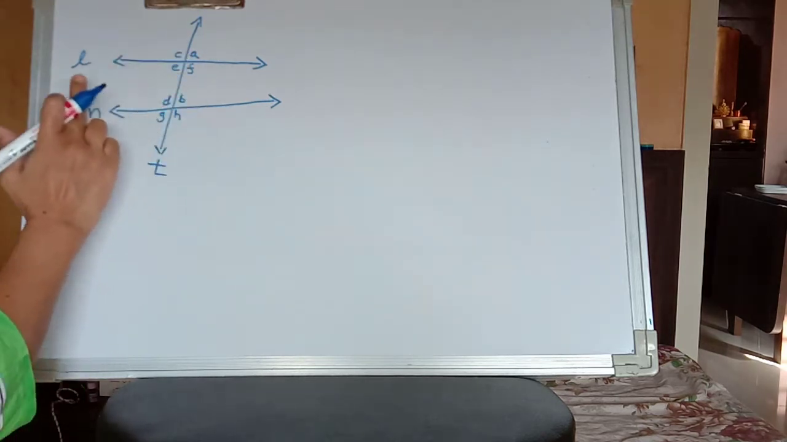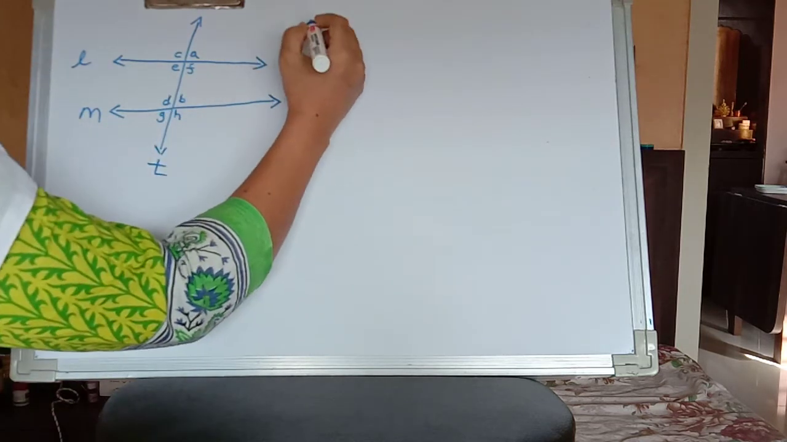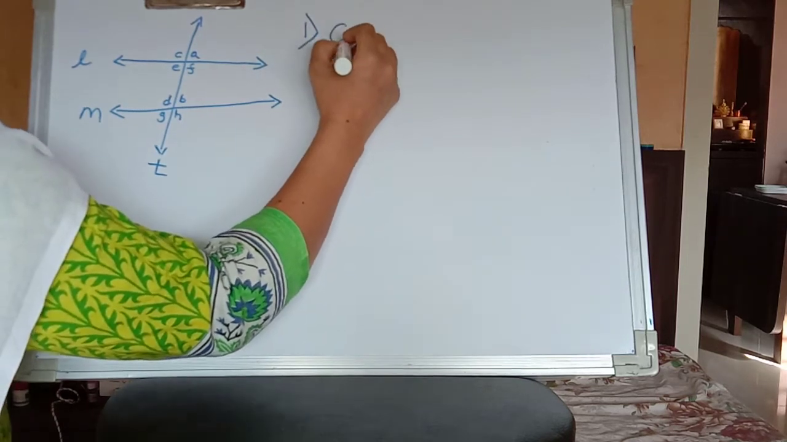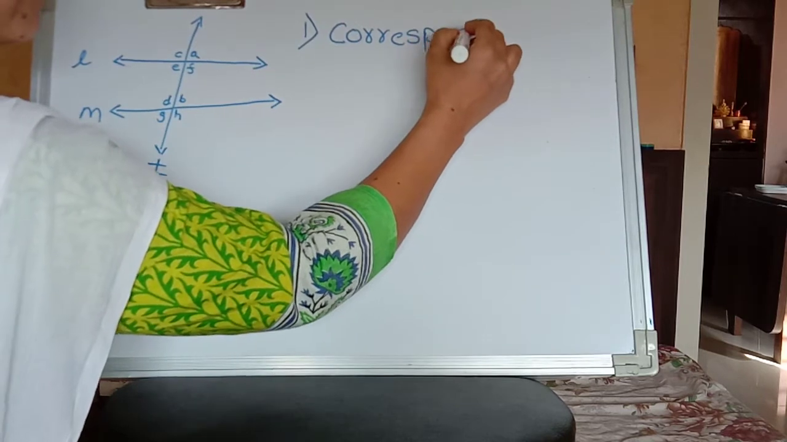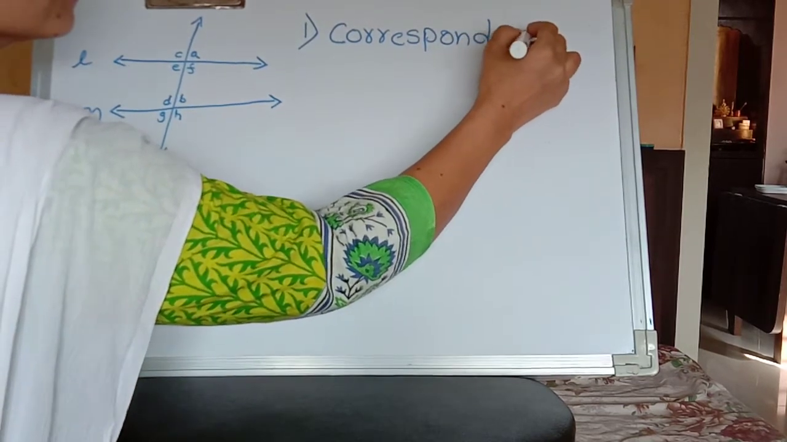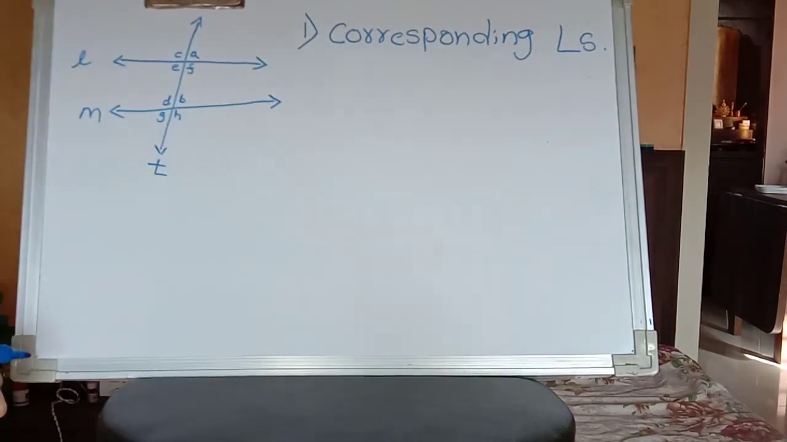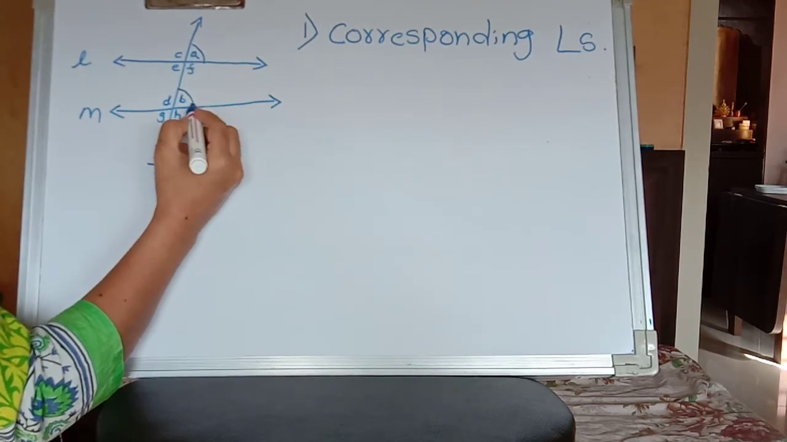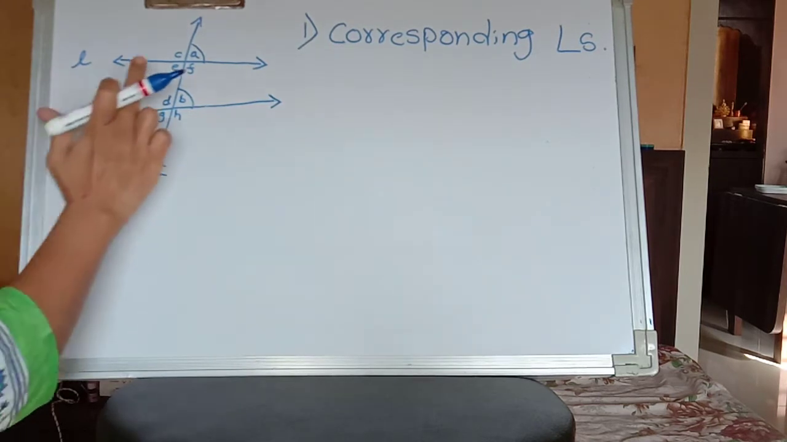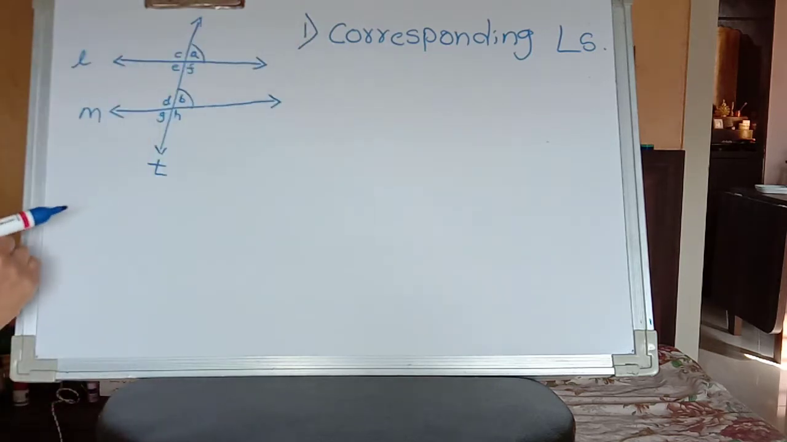So, when this condition occurs, generally 3 types of angles are formed. Very first are corresponding angles. So let us first see what we mean by corresponding angles. Now concentrate on angle A and angle B. If you concentrate on these two angles, then they are lying on the same side of the transversal.